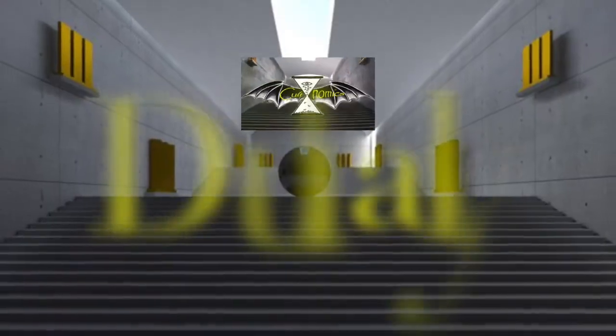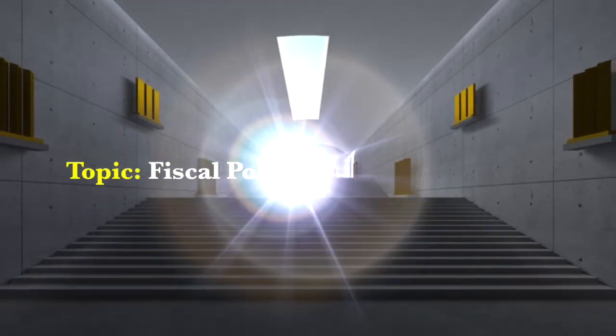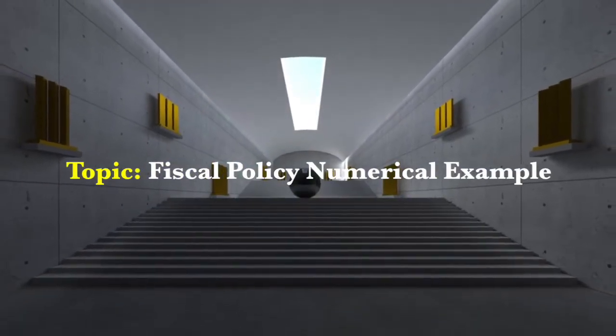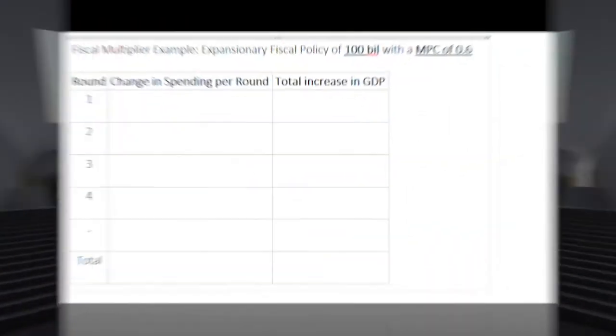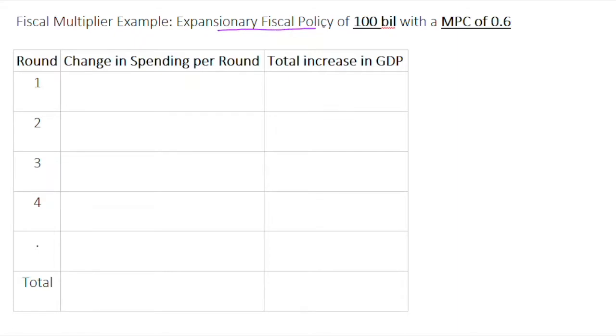My name is Paul Hanley, and today I'm going to be chatting to you about the fiscal multiplier. Here we will look at an example of fiscal multiplier in action. We will start off with an expansionary fiscal policy, so an increase in government spending.